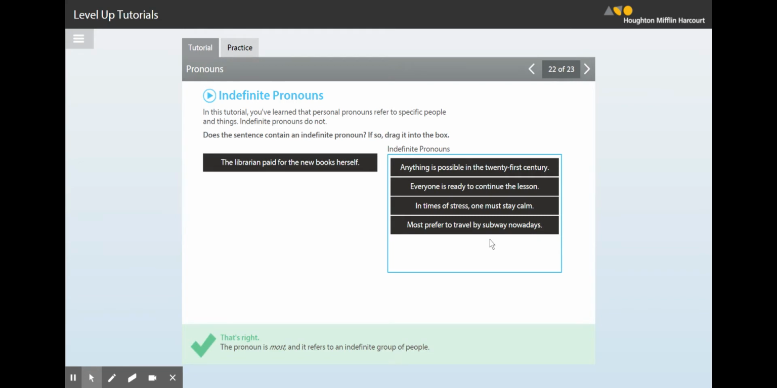This one also is using an indefinite pronoun, right? Most is not referring to a specific group. This example, though: the librarian paid for the new books herself. I am referring to somebody specific here, the librarian. So if I try to drag this over, it's going to bounce out.